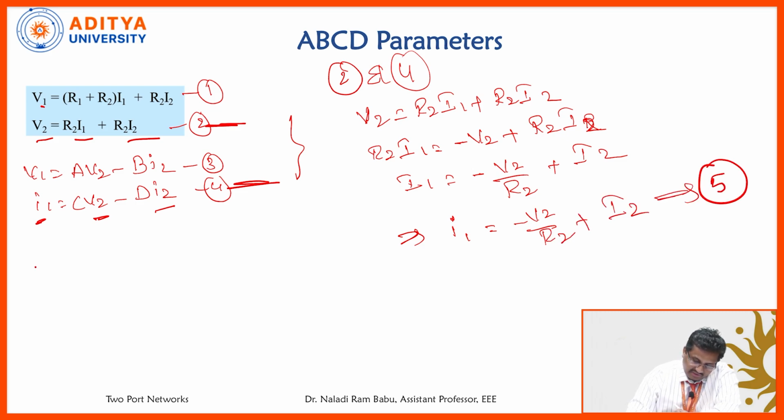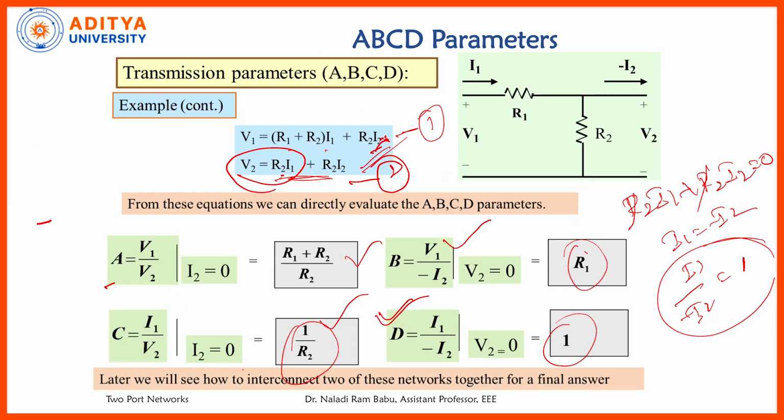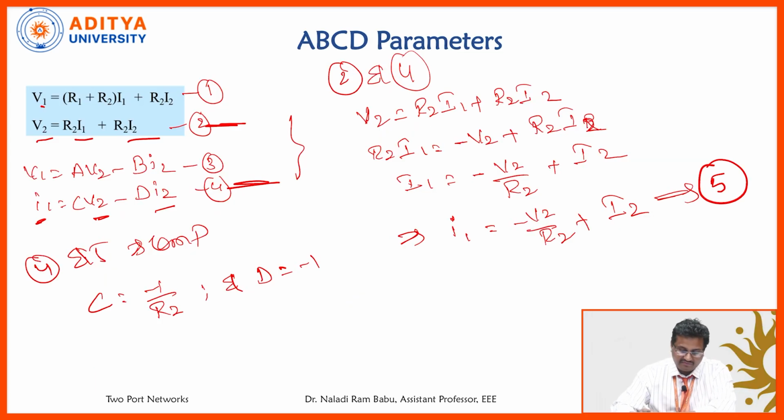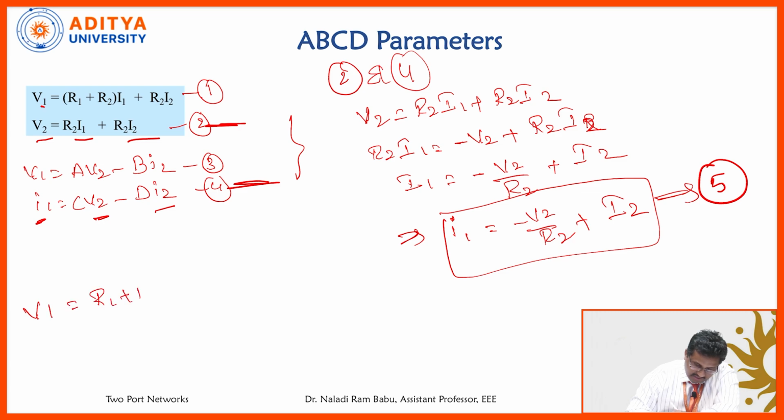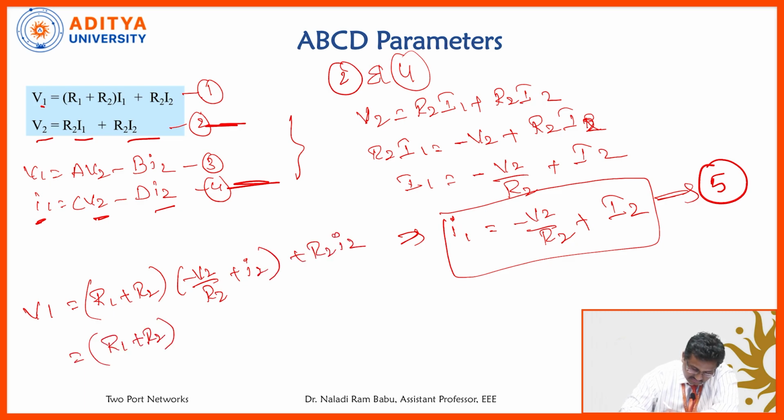Now by comparing equations 4 and 5, C is equal to minus 1 by R2 and D is equal to minus 1. See, D we got it, 1 by R2 also we got it. Now, whatever the value of I1 that I got, I am substituting this value in equation 1. V1 is equal to (R1 plus R2) into I1 minus V2 by R2 plus I2 plus R2 I2, that is (R1 plus R2) times (minus V2 plus I2 R2) by R2, plus R2 into I2.